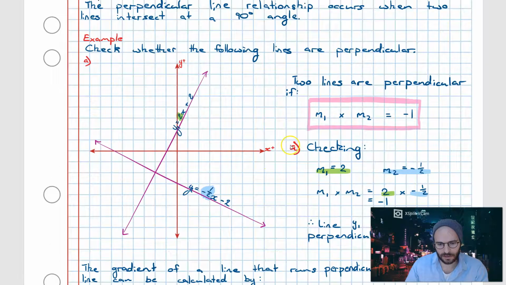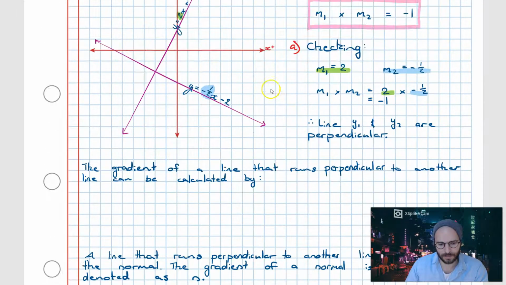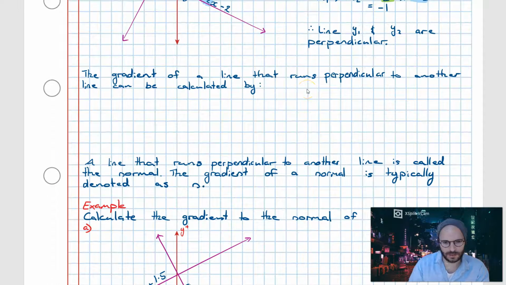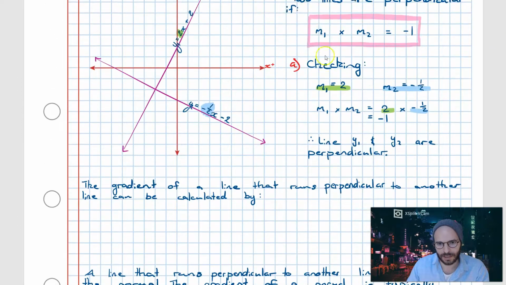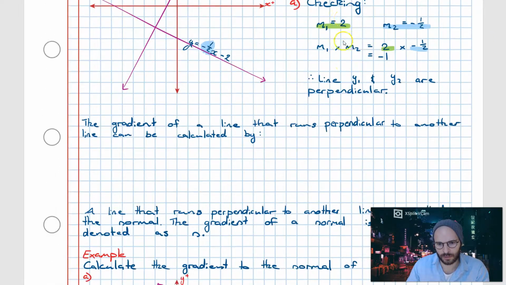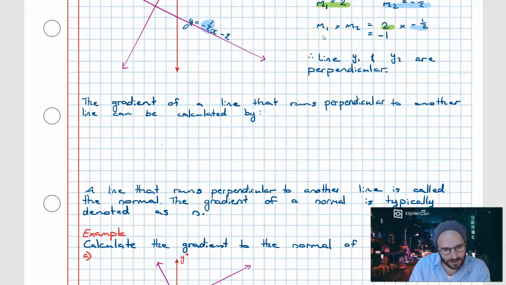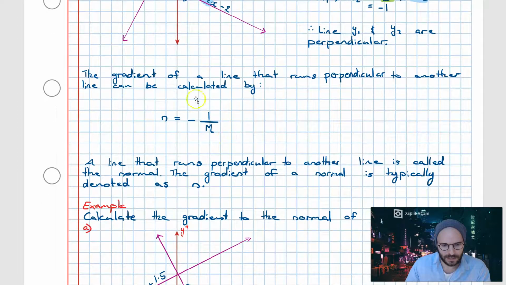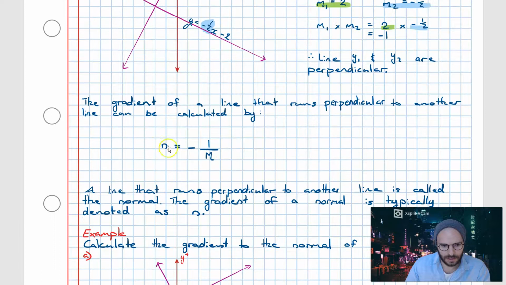Alright, now in addition to being able to check whether two lines are perpendicular or not, we're also able to calculate the gradient of a line that's perpendicular to another line. Now, the way in which we do this is we have a formula that we use. We rearrange what we had up here and change some of the variable names, and we're going to write it as n is equal to -1/m.